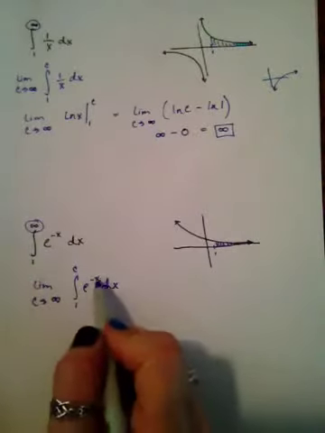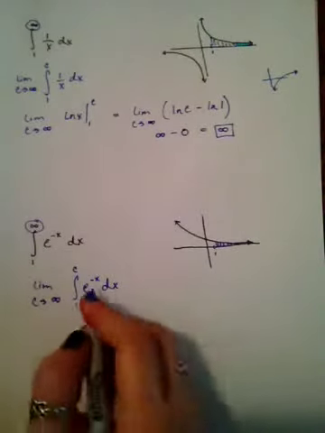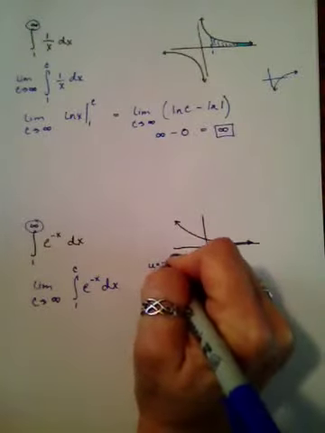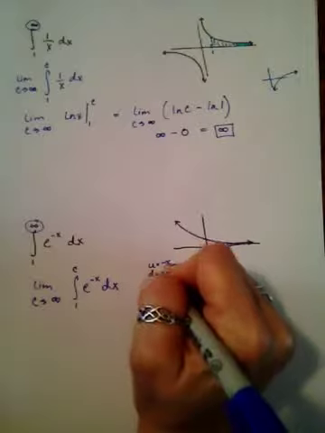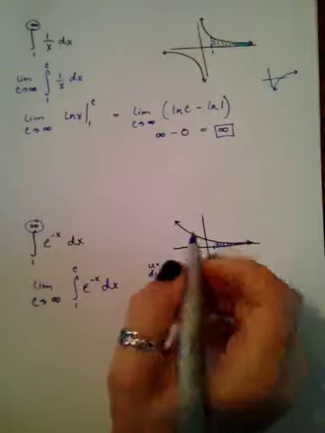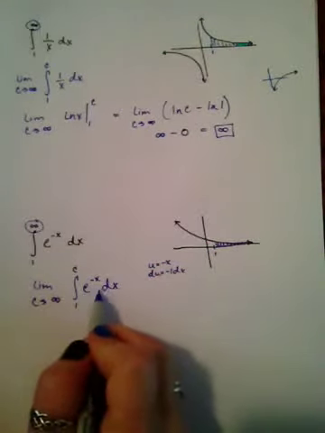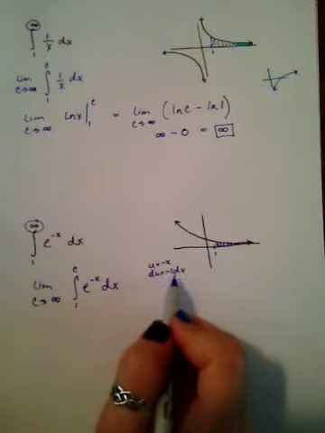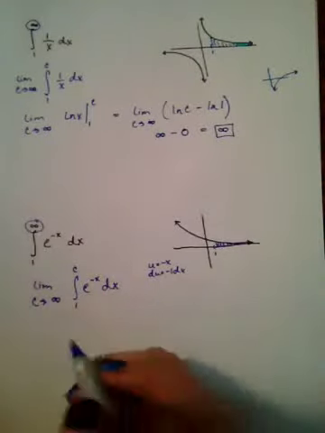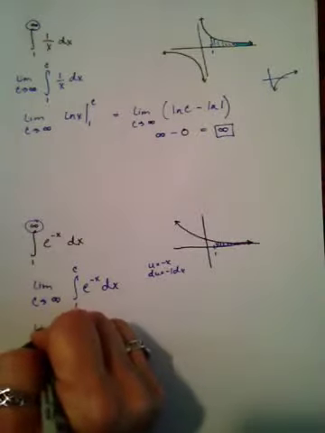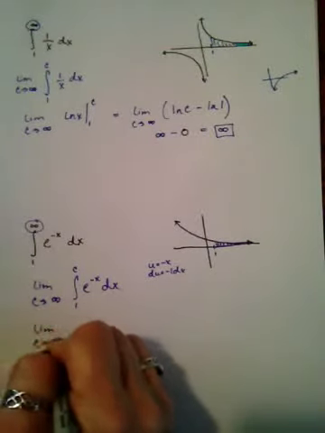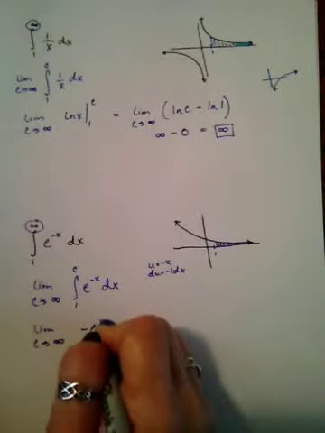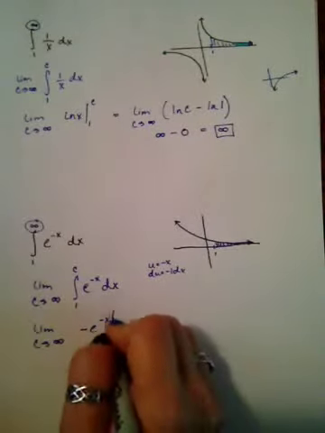So what I'll do next is find the antiderivative of e to the negative x, and this is u substitution. I have a u equals negative x, a du equals a negative 1 dx. So this right here is a negative e to the u du because I have a positive dx here and I have a negative dx there. So this will equal the limit as c approaches infinity of a negative e to the negative x from 1 to c.